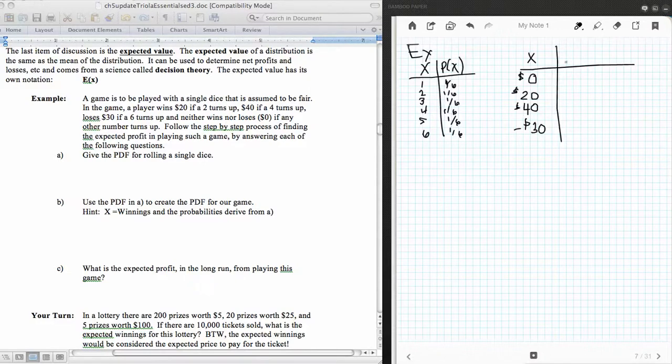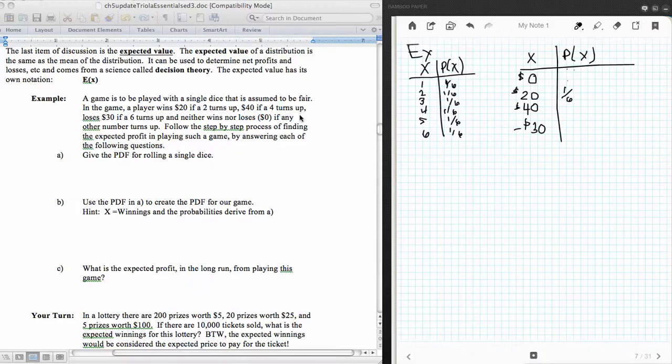So what it says is that if I win $20, it's a 2 that turned up. Well, I need the probability of a 2 turning up. That would just be 1/6. So the probability that goes along with this is 1/6. Now I'm going to win, oops, not that one, that's 0. Sorry, my bad. That's 1/6 right there for the 20.